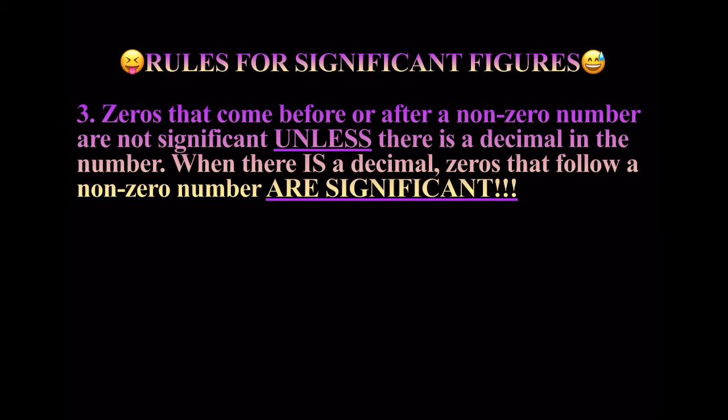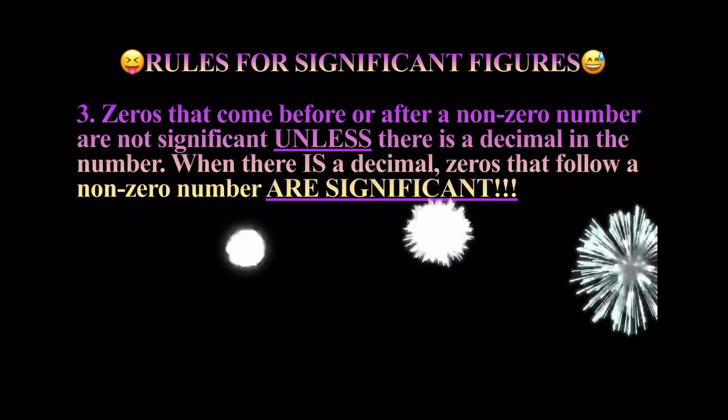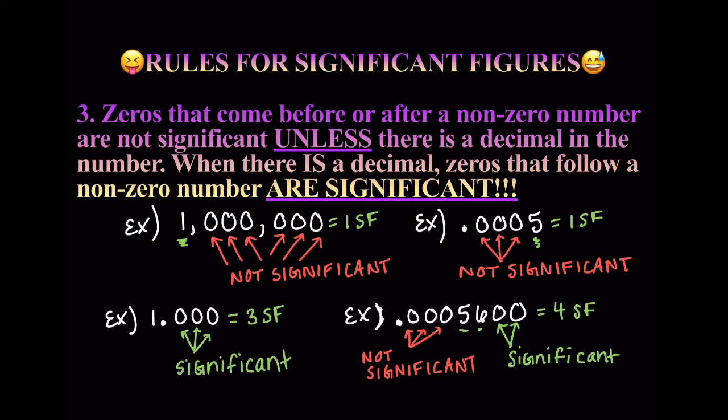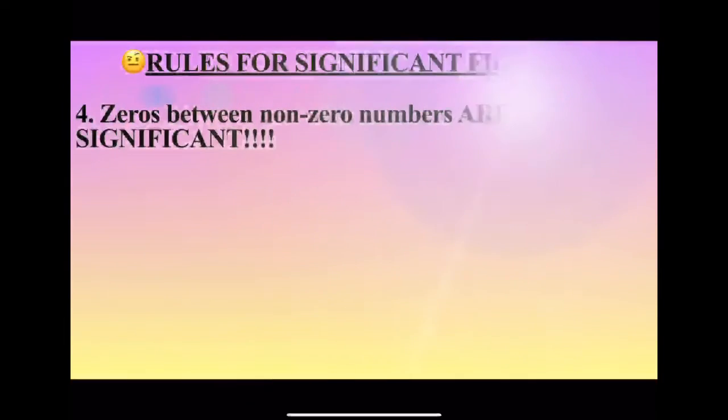Rule number 3, zeros that come before or after a non-zero number are not significant unless there is a decimal in that number. So when there is a decimal, zeros that follow that non-zero number and the decimal are significant. And this is the rule that people hate, and it really trips you up the most. So here's lots of different little examples that you can look at. There's some with decimals and without. And if this is going too fast, just push pause.